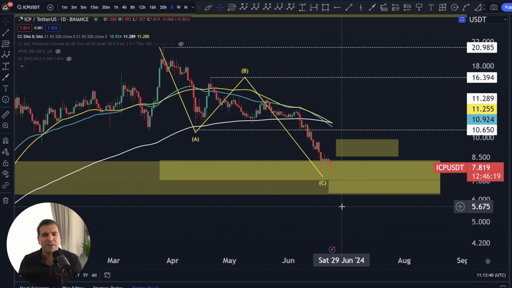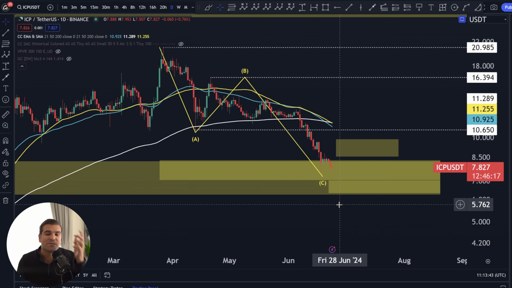So on the daily time frame, expect volatility. I don't think there's anything else to really say at this stage on that daily time frame, so let's roll this up into the weekly.